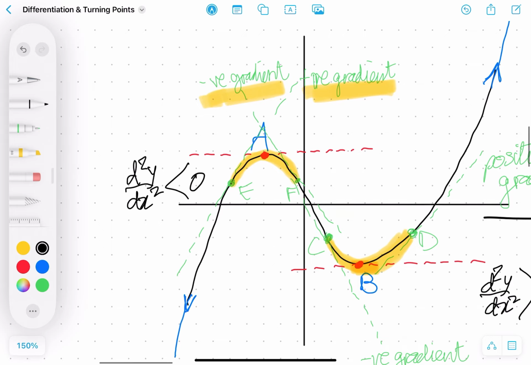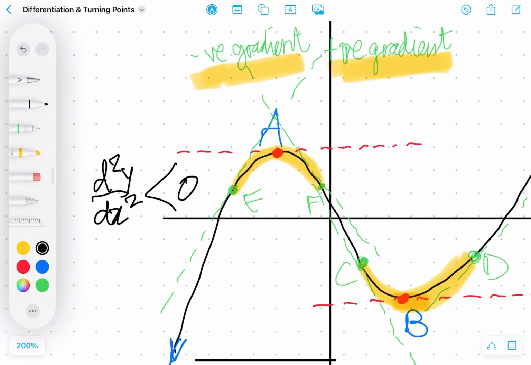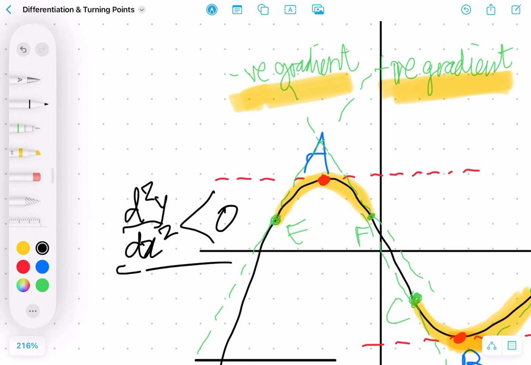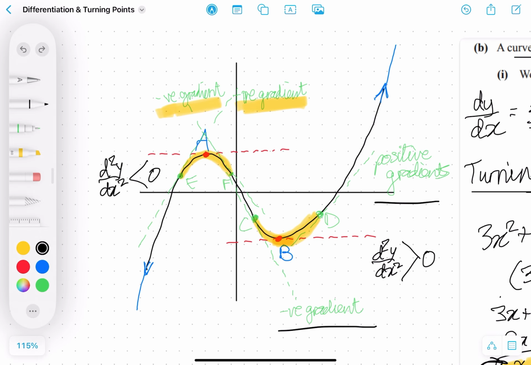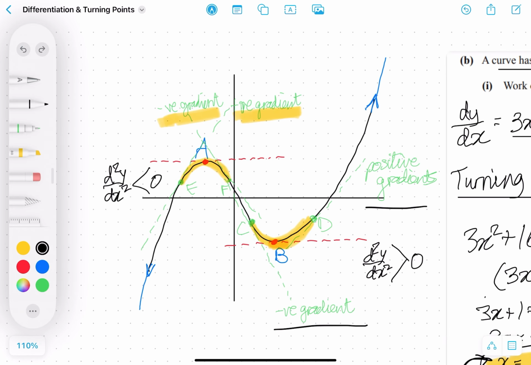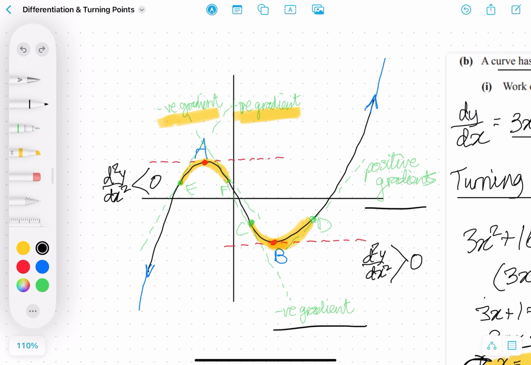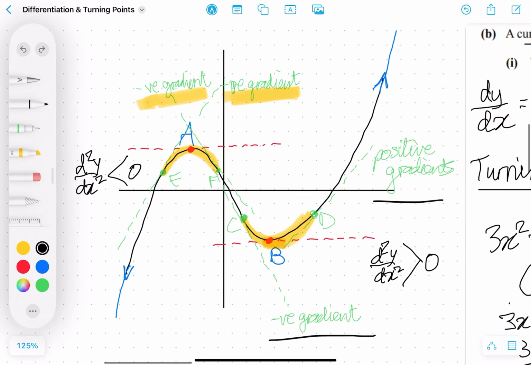It's causing the gradients to decrease. It's going from positive to negative. And since A lies between this region here, between E and F, d2y by dx squared must be less than 0 for A. But we can see on the graph that it's a maximum point. A is a maximum point. So we see that this is the proof of when the second derivative is greater than 0, we have B, a minimum point. And when the second derivative is less than 0, we have A, this maximum point.